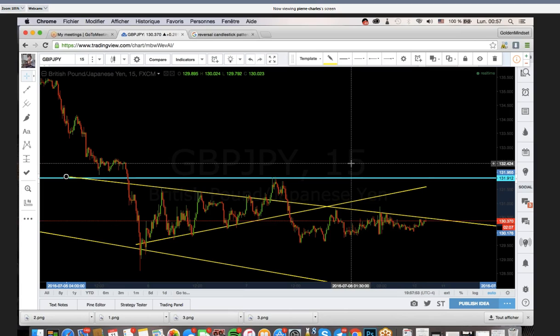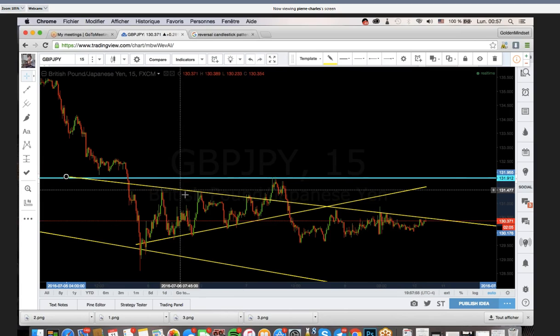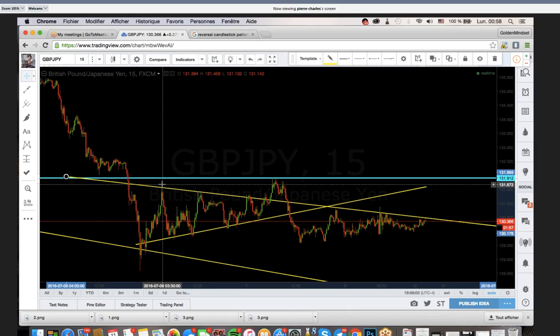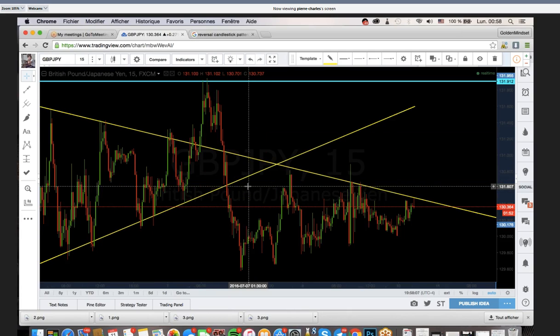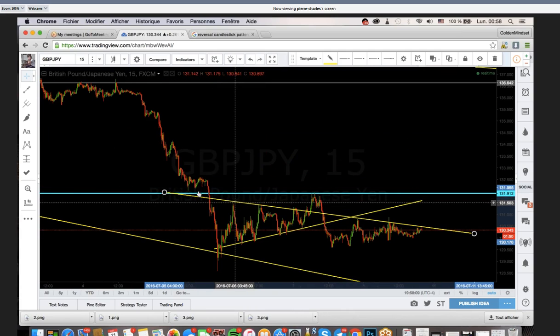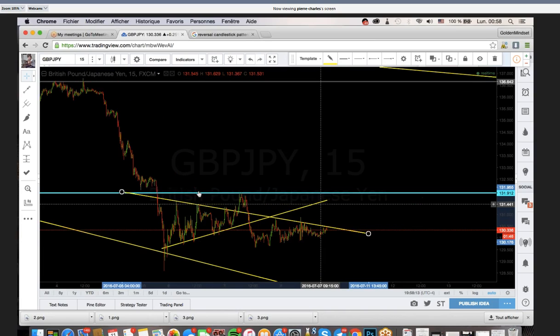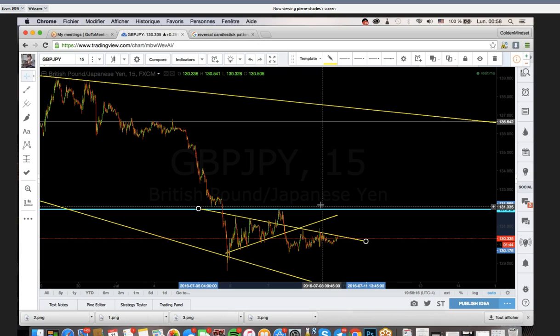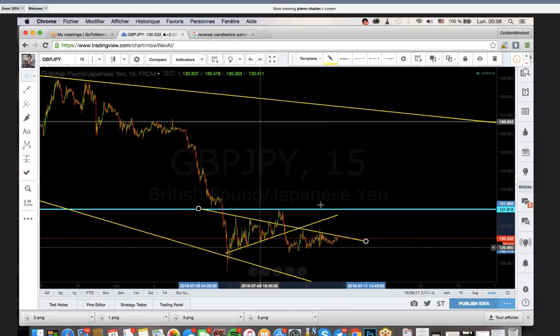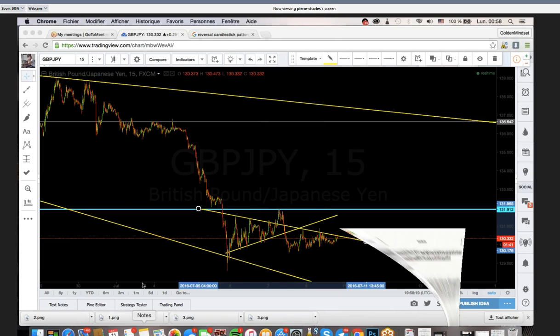Trend lines are exactly the same thing as support and resistance. It's just that they're not horizontal, but it's actually the same thing. So here we can see that it's a pretty strong level because it touched it a lot. So remember that.